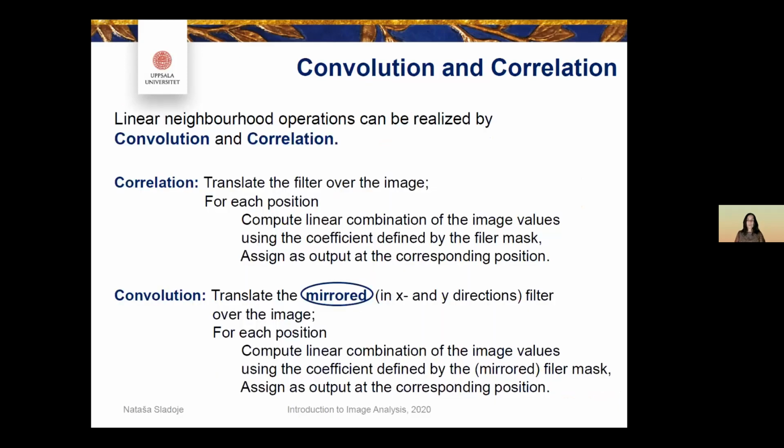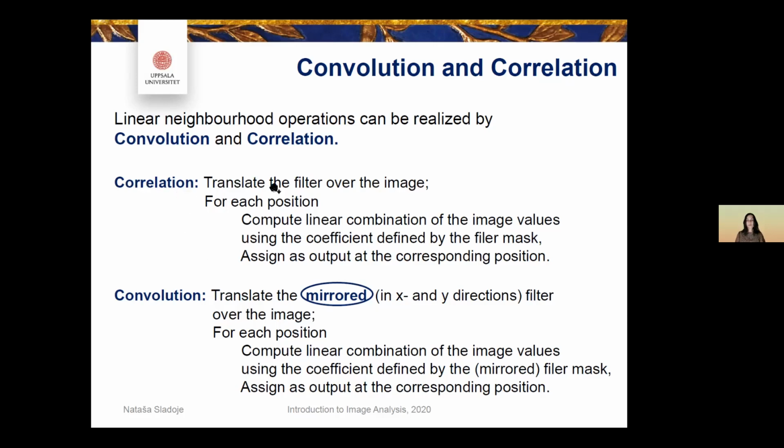So this, what we describe now, is what we also used already in a number of filters, but not all, in the previous part on smoothing and edge detection. Linear neighborhood operations can be realized by convolution and correlation. Now we are actually giving names to the processes that we were performing so far. Let's see what we were doing so far. Let's start with what is correlation.